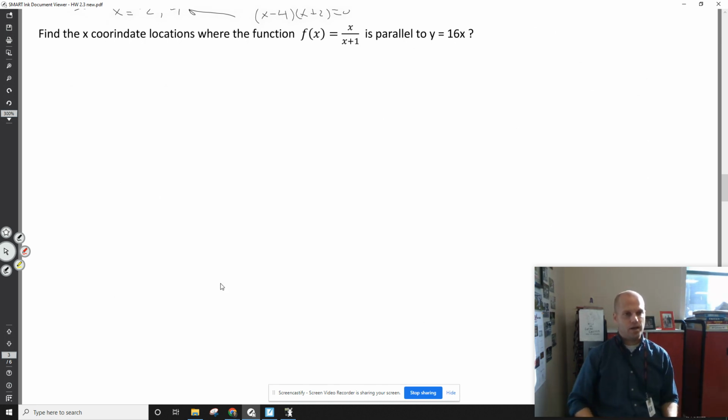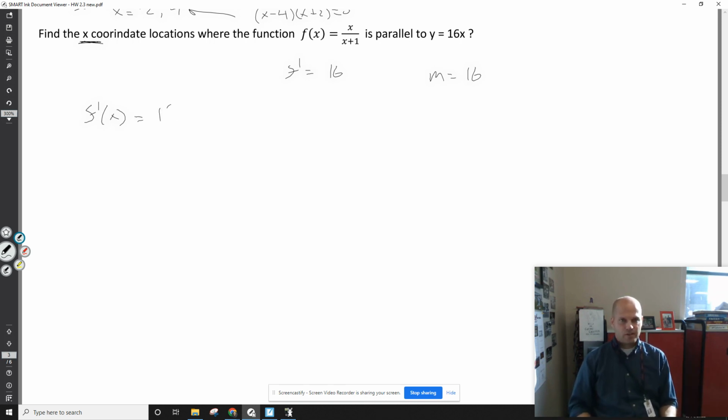All right, now another one, only we're parallel to 16x. So that means the slope's got to be 16. I got to figure out, when does this have a tangent slope that equals 16? Fortunately, I'm only asked to find the x-coordinate locations, not the lines. We could do the extra work so we can see, but let's just get the problem right here.